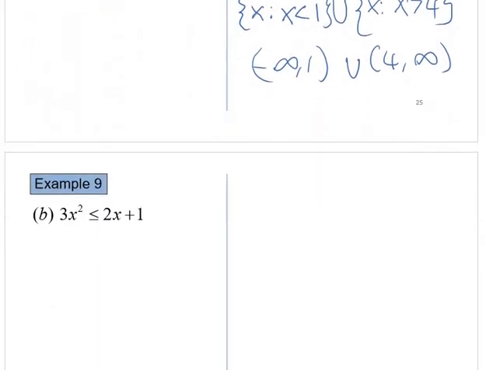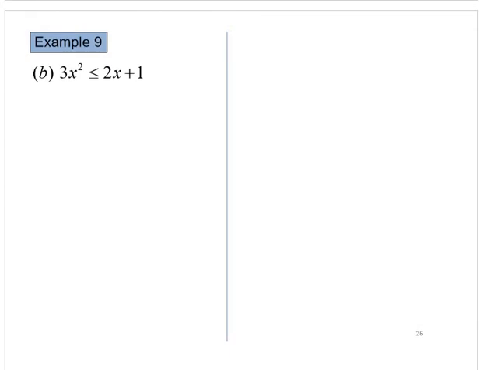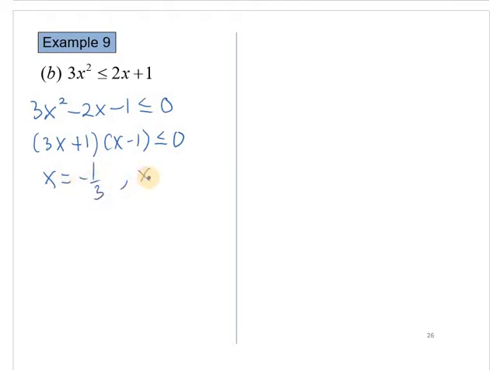Okay, so let's go with the next example. B, 3x squared less than or equal to 2x plus 1. Again, we need to bring everything to the left hand side. It will be 3x squared minus 2x minus 1 less than or equal to 0. Then factorize it. 3x plus 1 times x minus 1 less than or equal to 0, and then find x. x equals negative 1 over 3, and x equals 1, and after that we draw it.